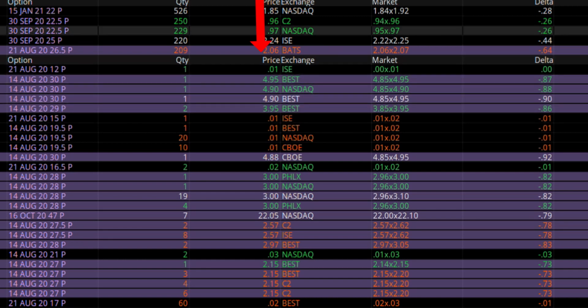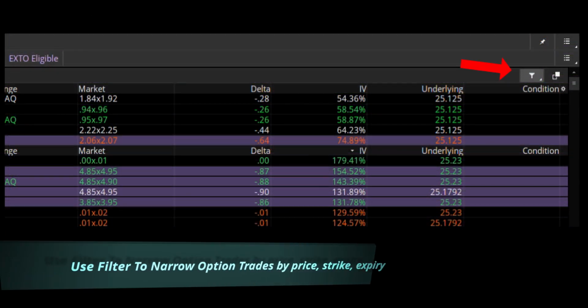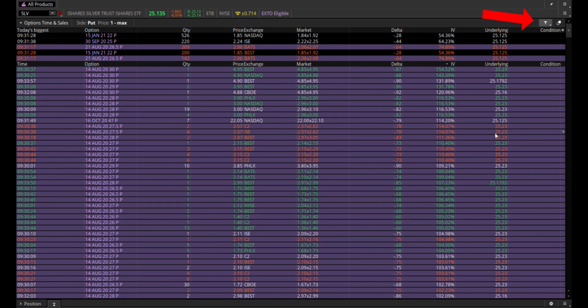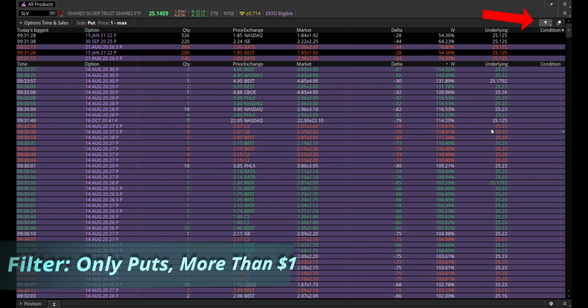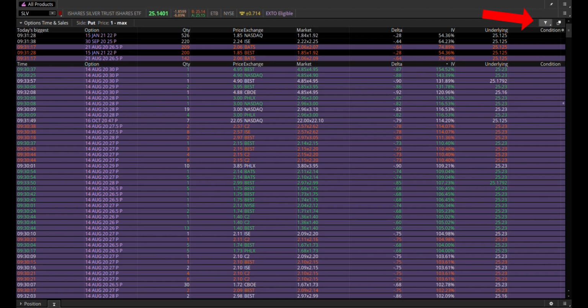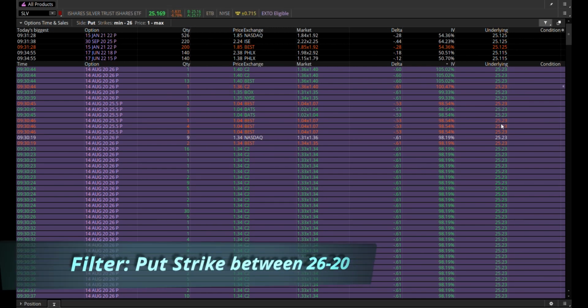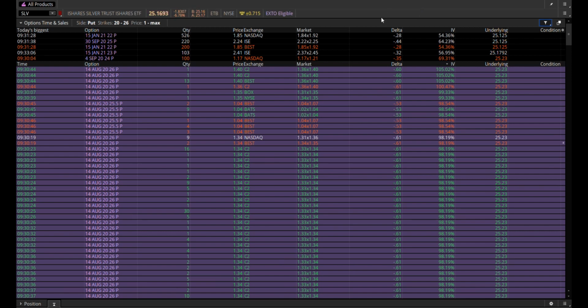Now I can narrow this range down if I want through the filter. But you need to know what you want to do with something like this. Like price-wise, I'm going to sell a naked put. I know I want at least $1. So I'm going to take anything away that's less than $1 in there. And in terms of strikes, I'm not going to do anything above 25. And I wouldn't expect those to be, well, I'm going to put 26 here. I'm definitely not doing anything below 20, no matter what the premium is. I'm pretty sure I won't get anything.